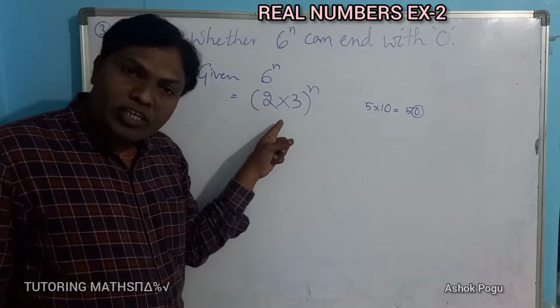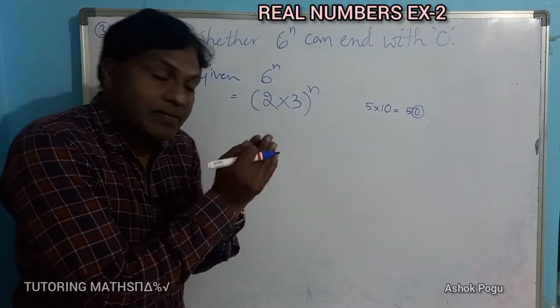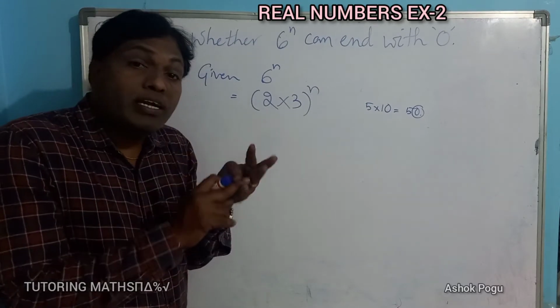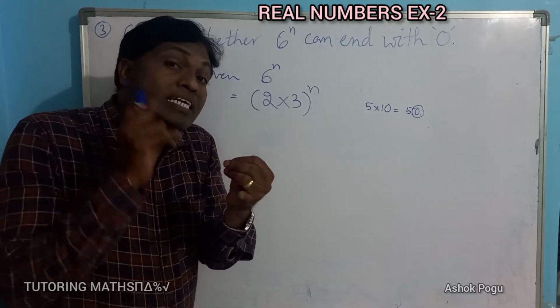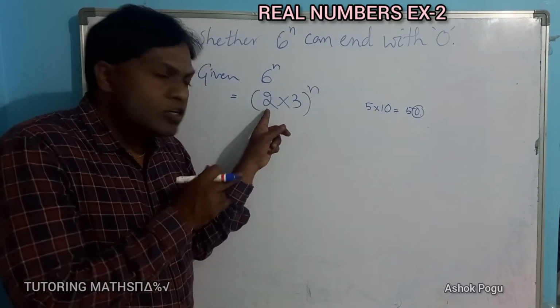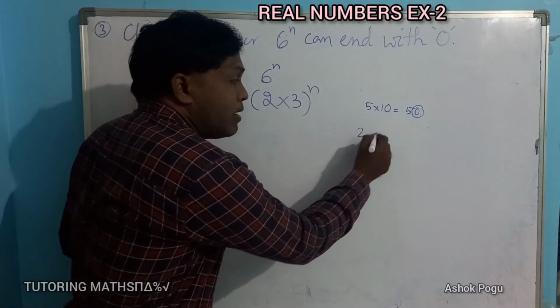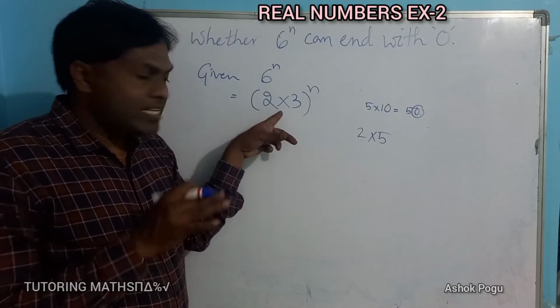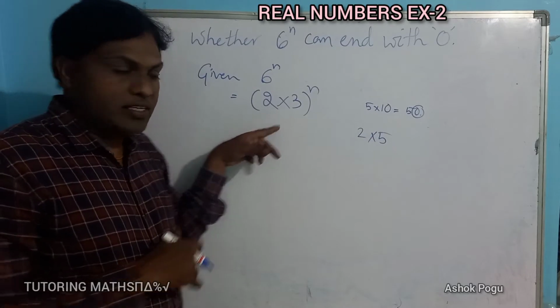It means here also we should get 10 in the prime factors. So in the prime factors, the product of two prime factors should be 10. 2 is there. To get 10, 2 should be multiplied by 5. 2 fives give 10. But there is no 5 as a prime factor.